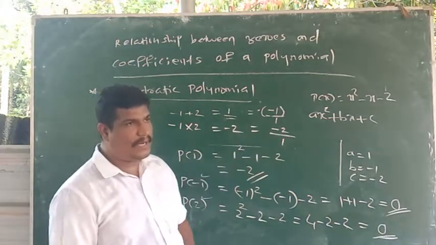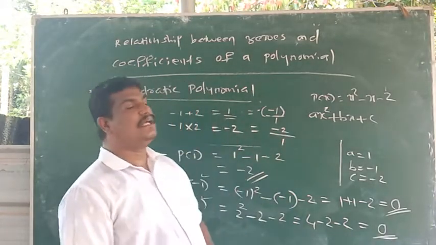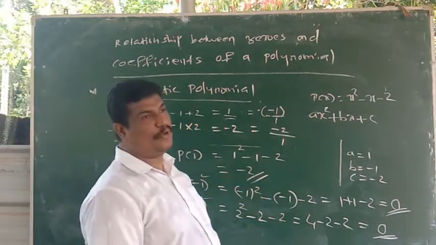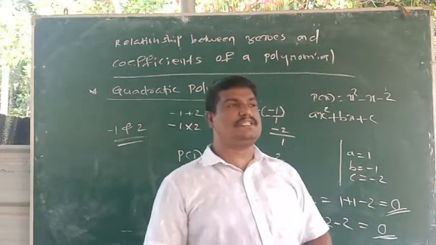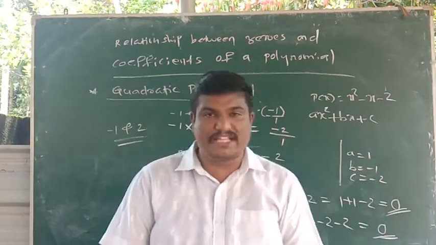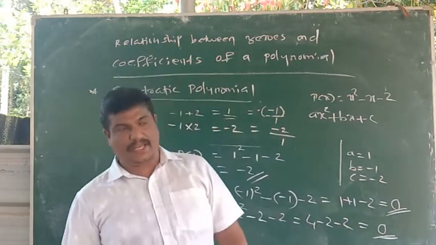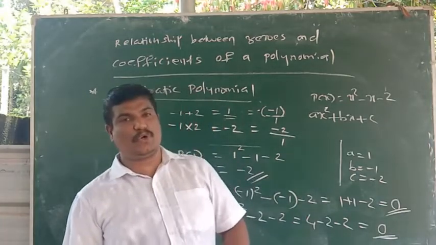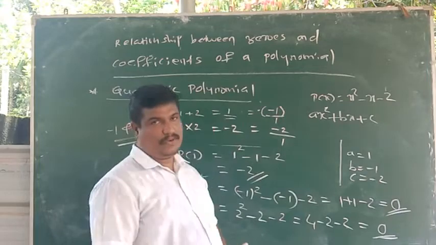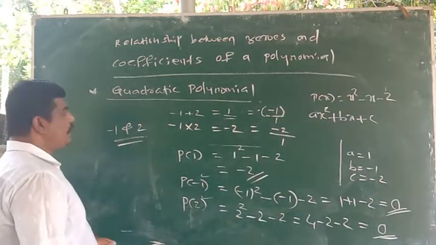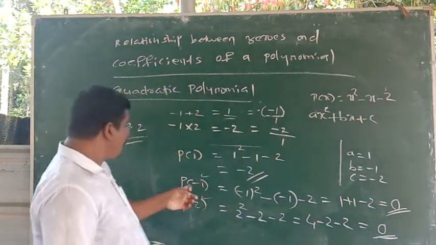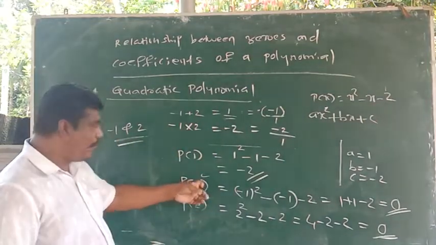So here, the relationship between zeros and coefficients of a quadratic polynomial is: the sum of zeros is equal to minus coefficient of x by coefficient of x square, and the product of zeros is equal to the constant term divided by coefficient of x square. Here it is the quadratic polynomial x square minus x minus 2. The zeros of that polynomial are minus 1 and 2.